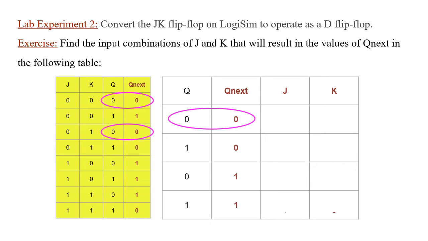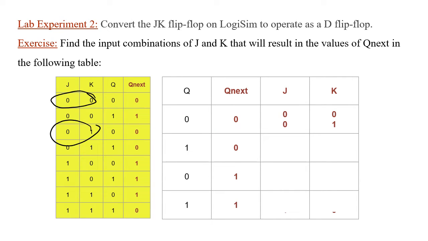In the table there are two cases that will make sure we have this output sequence. So for that we're going to copy the values of J and K that will result in this sequence at the output. So we have two cases, 0, 0 and 0, 1. So we're going to copy these values and put them in the table. In the next case, we have the transition from 1 to 0 for Q and Q next.